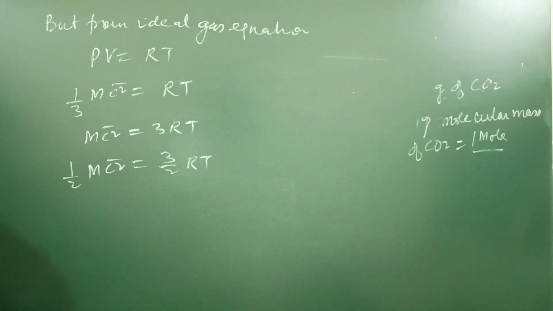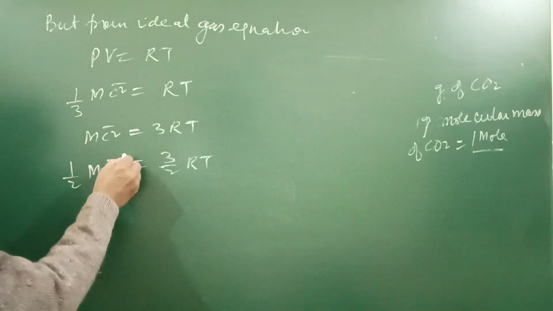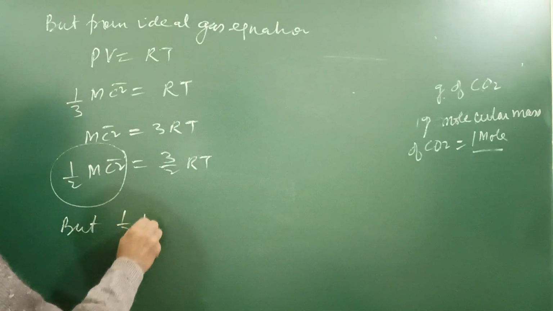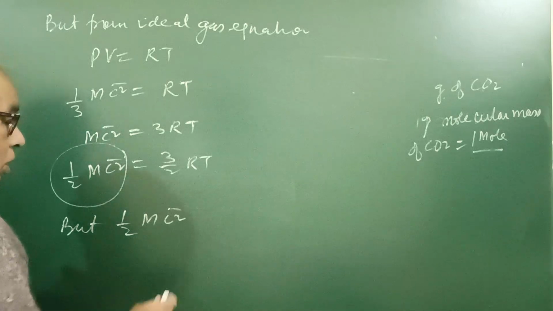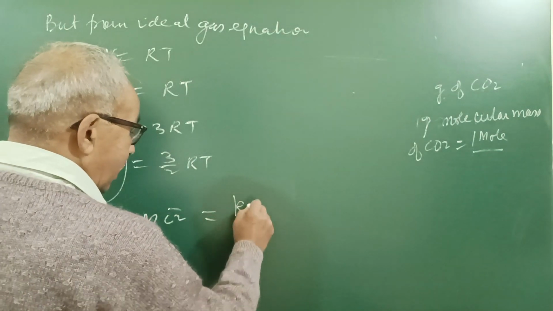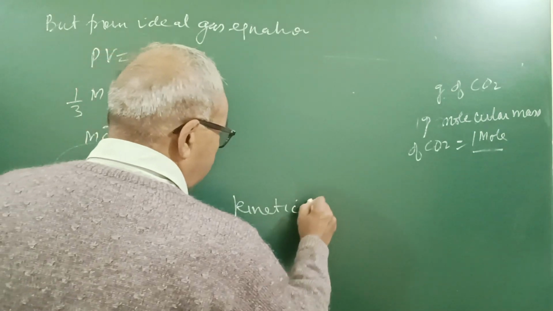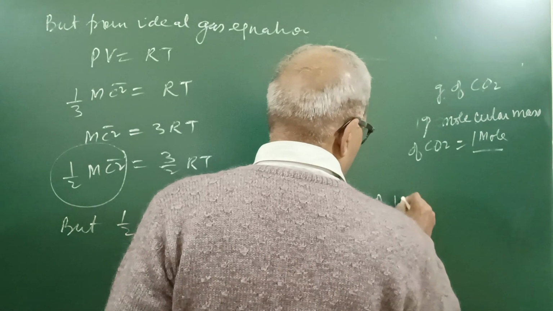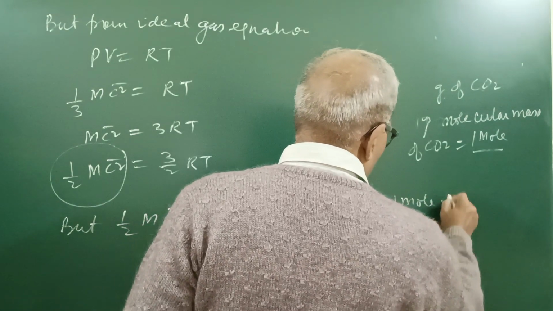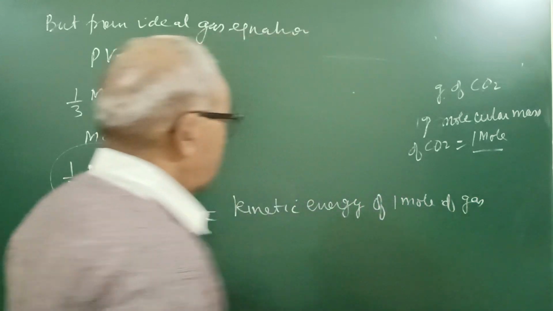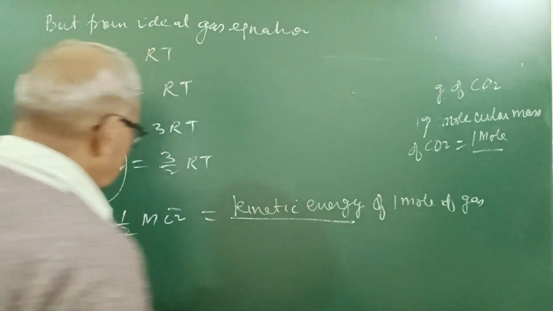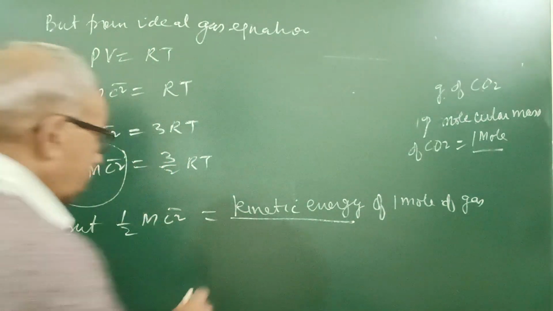Dear student, I have told you this expression while teaching thermodynamics also. 1 upon 2 m c square bar is equal to the kinetic energy of 1 mole of gas, 1 gram molar mass. It is the sum of the kinetic energy, I should say, and it is called internal energy.